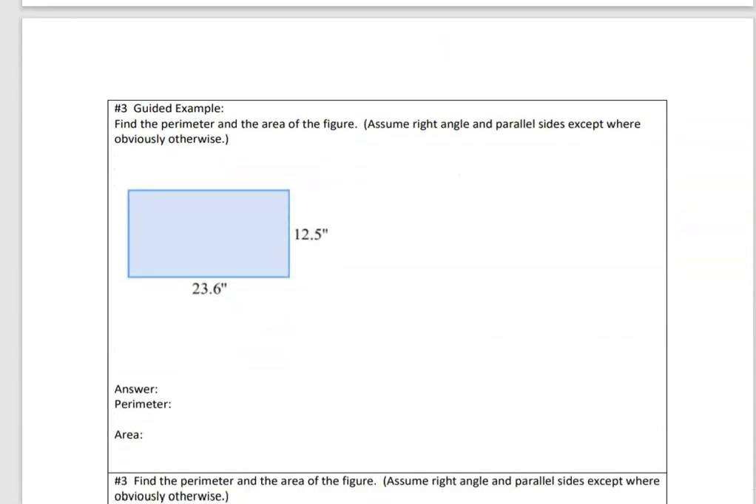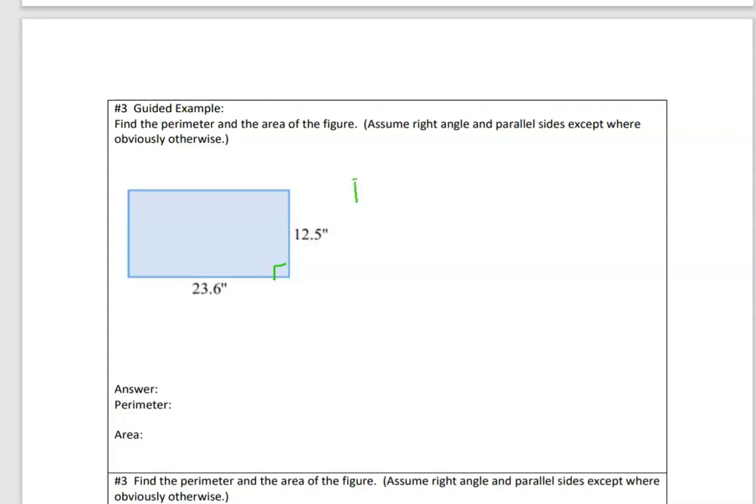Find the perimeter and the area of the figure. We're going to assume that these are right angles and the parallel sides, except where obviously otherwise. So they're just saying that this is a right angle. We're talking about a rectangle here, and these are parallel sides. And it says that these are in inches.